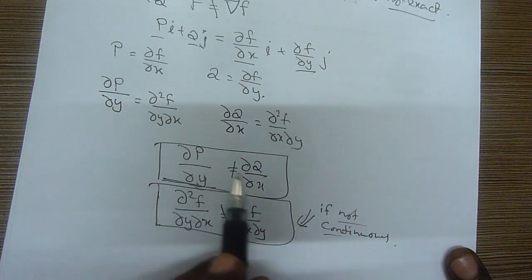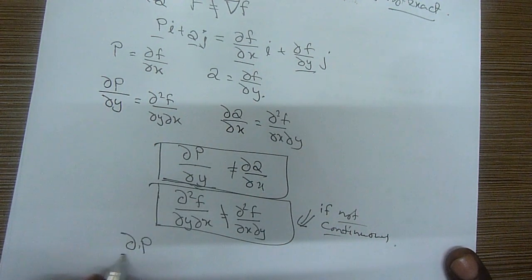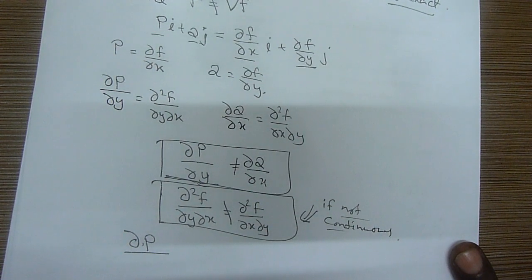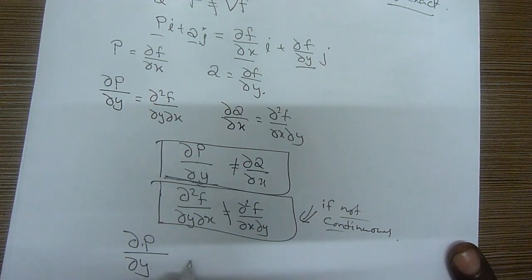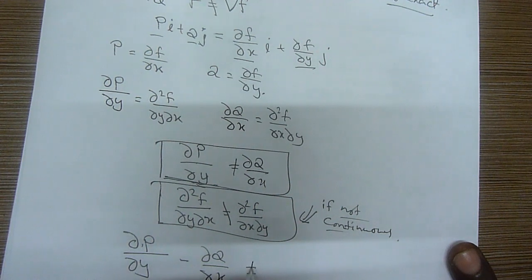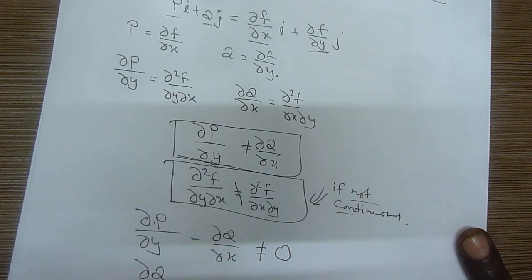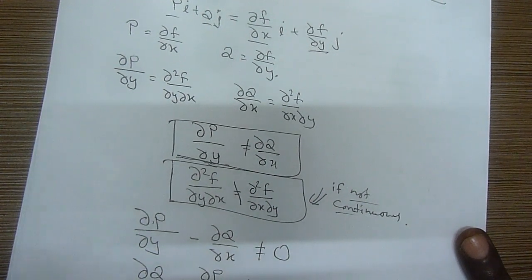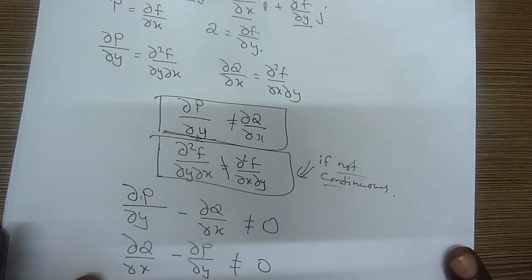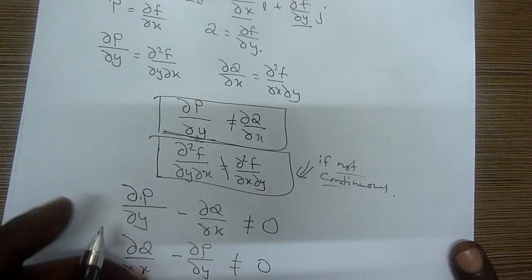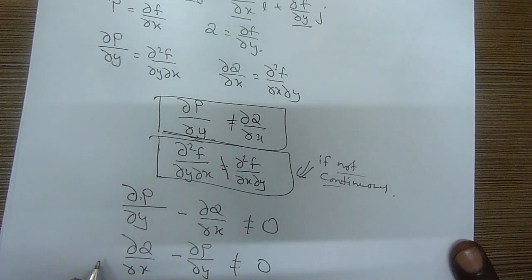Therefore, if it is not the same, we will call this ∂P/∂y minus, you can choose whichever, ∂Q/∂x, not the same. Can you see that? I can bring it so that this is not equal to 0. Or you may say, can I write it this way, ∂Q/∂x, I bring that over, minus ∂P/∂y, not equal to 0. It's up to you to choose which option you like. Therefore, it's a point of view that we are trying to create out of this.